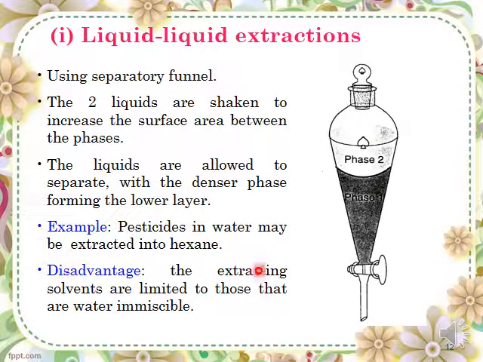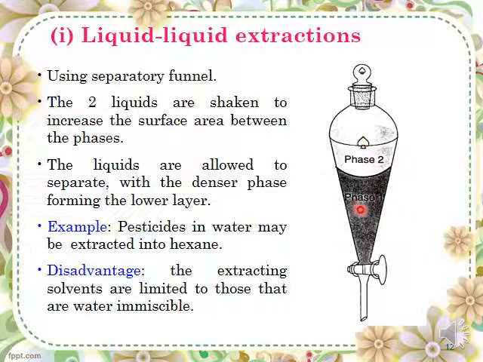For example, we want to quantify pesticide in water. The pesticide is soluble in water, so how do we quantify this pesticide? We can extract the pesticide into hexane. So phase 2 would be our solvent here, which is hexane. Then we shake phase 1 and phase 2 together. Why do we shake? Because we want to increase the surface area between the two phases, so that we allow the pesticide in phase 1, the aqueous phase, water, to partition into phase 2. Remember, we want our KD to be high.